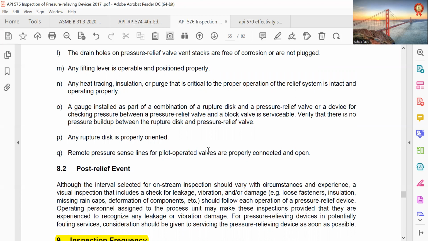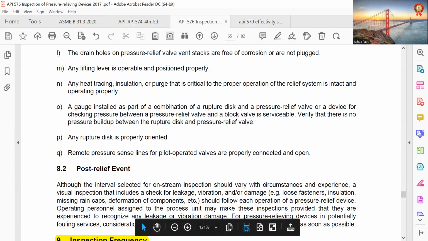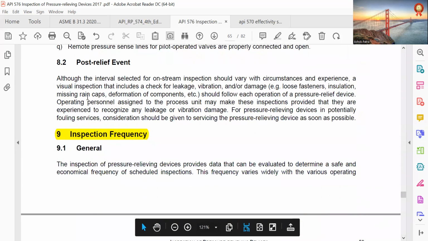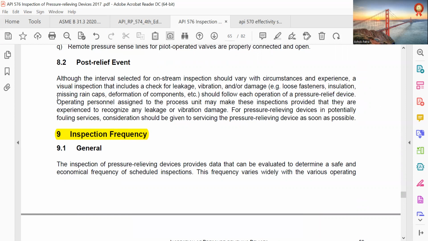Although the interval selected for the on-stream inspection should vary with the circumstances and experience, a visual inspection that includes checks for leakage, vibration, damage, loose fasteners, insulation, missing rain caps, and deformed components should follow each operation of a pressure relief device. Operating personnel assigned to the process unit may make these inspections provided they are experienced enough to recognize leakage or vibration damage to the pressure relieving device. In potentially fouling service, consideration should be given to servicing the pressure relieving device as soon as possible.